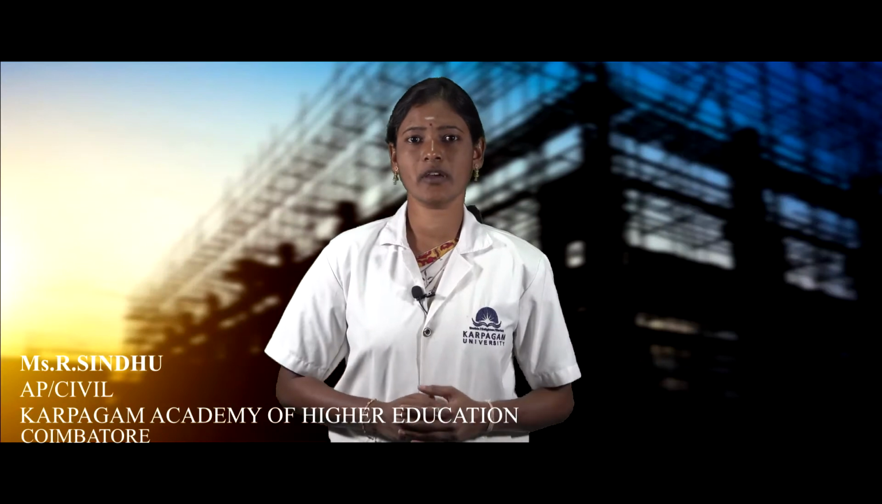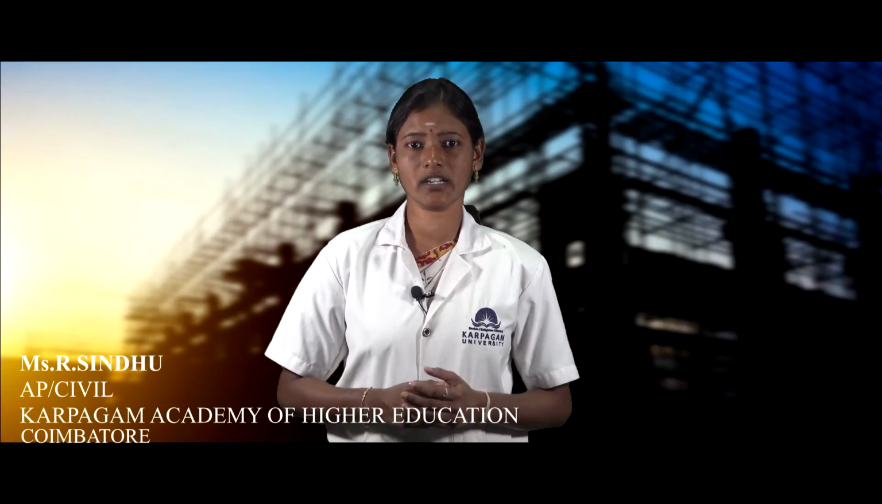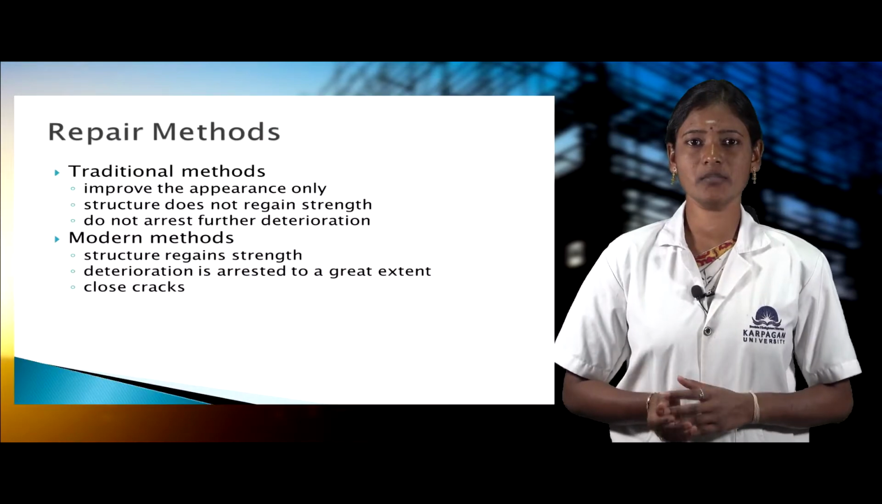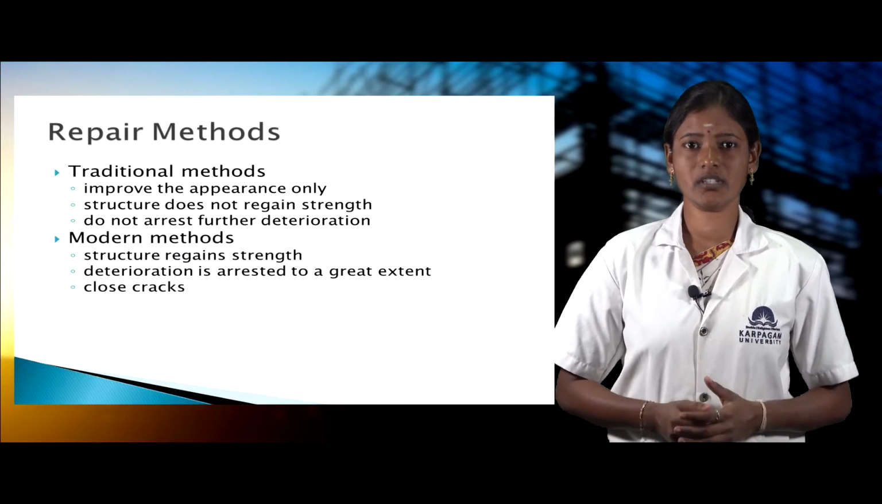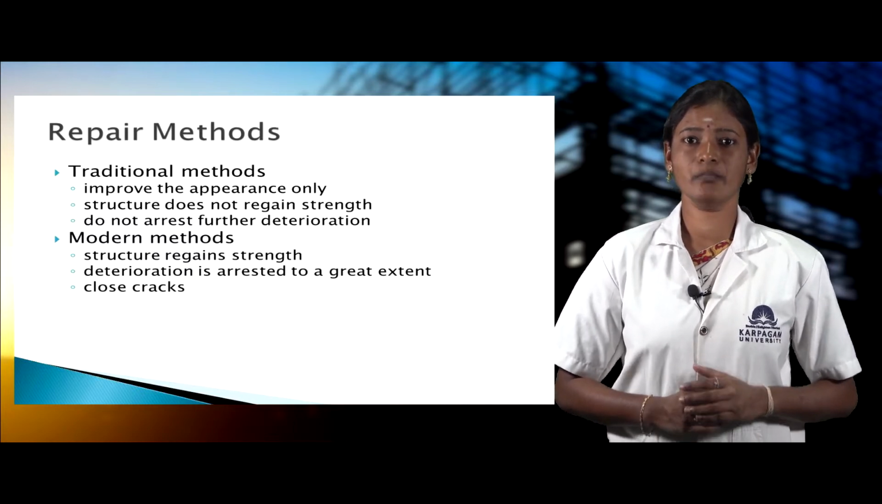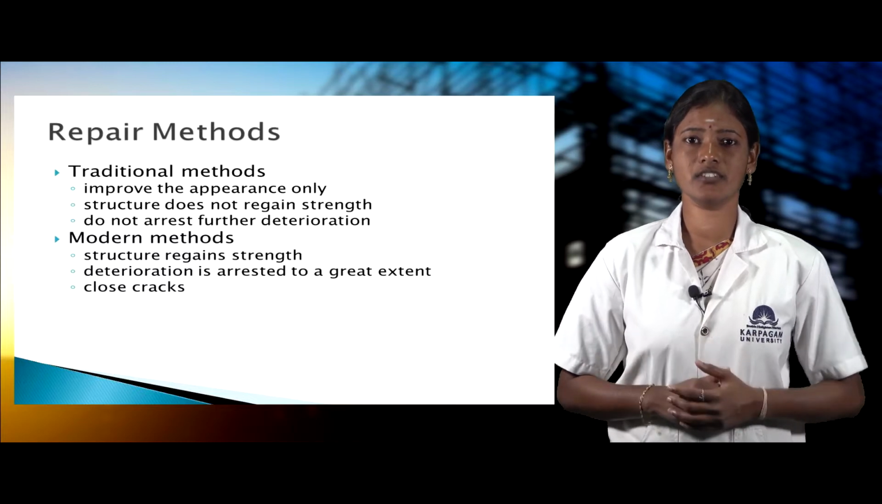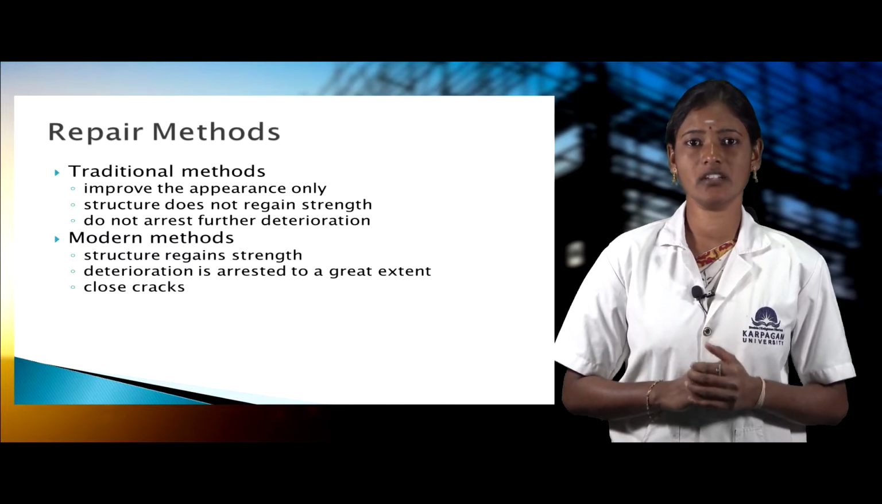In the previous lecture series we discussed corrosion protection techniques, and in this lecture series we are going to see the strengthening techniques of RC structures. In the traditional method, it improves the appearance only; the structure does not regain its strength and the corrosion is not arrested. But in modern methods, the structure regains its strength, the deterioration is arrested and the cracks are closed.